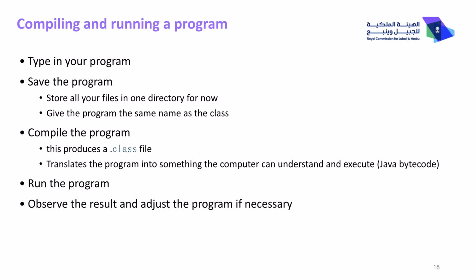The process of compiling and running a program involves several steps. Type the code, save the program with the class name and .java extension, compile it to produce a .class file or Java bytecode, run the program, and finally, observe the result for any necessary adjustments.